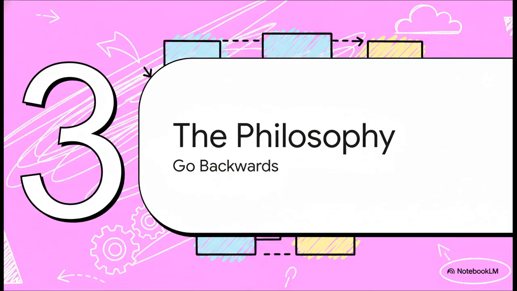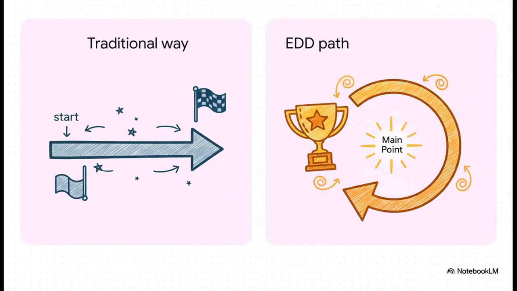Go backwards. Yeah, this slide just lays it all out perfectly. Over on the left, you've got the traditional path, right? A straight line from start to finish. We just build features one after another, kind of hoping we end up in the right spot. But the EDD path on the right, it flips the whole script. It starts with where you want to end up and works backward in this cycle of exploration. And the whole point is to find that main point, the core idea first, before anyone writes a single line of code.